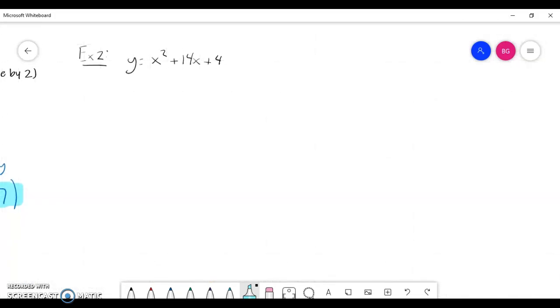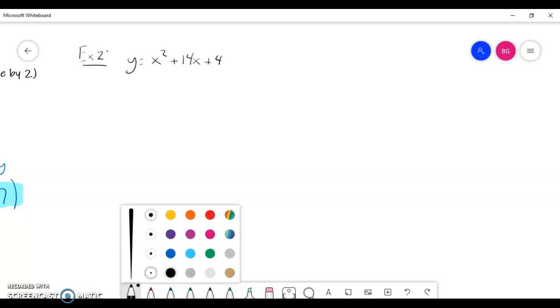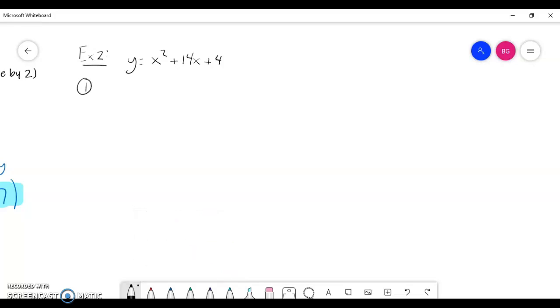This time they just give us the equation, and we need to find the vertex. So, like I said, the first thing we need to do is find the x-intercept. So step 1, x-intercepts here. Remember from what we were doing before, to find the x-intercepts, you're going to have to factor and use the zero product property. So I'm going to go ahead and factor this first.